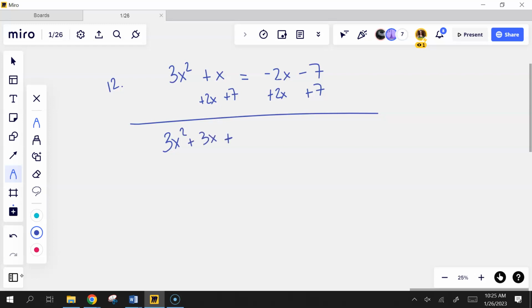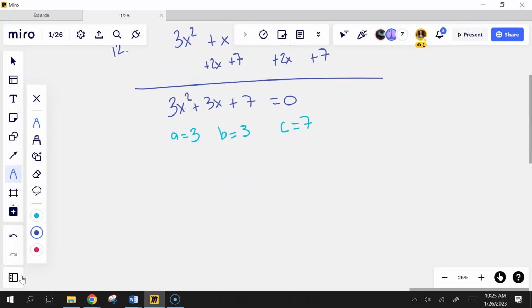Plus 3x plus 7. Did you go home and work on it last night? What is A? 3. What's B? What's C? Y'all are so quiet when you answer. All right, opposite B. Plus or minus, do y'all want me to write the formula first? Minus square root of B squared minus 4AC all over 2A.